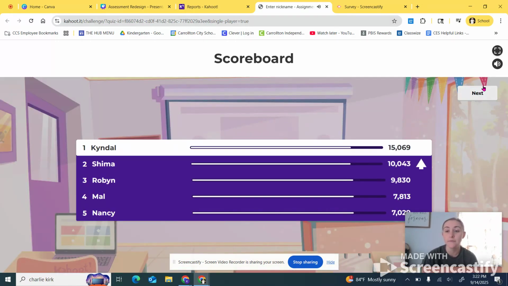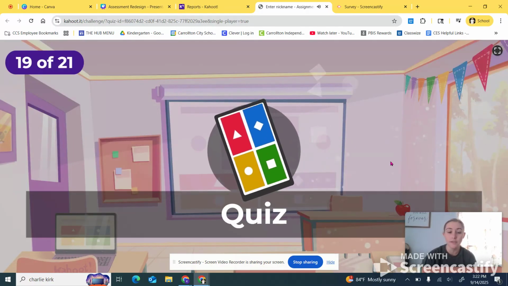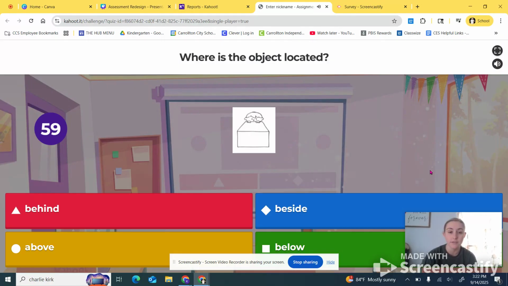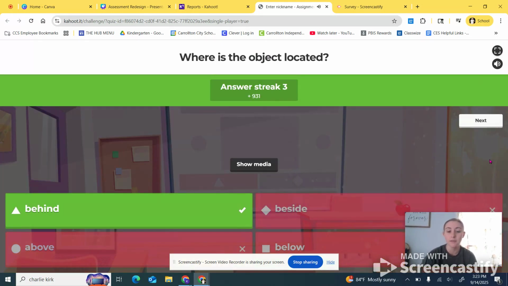And this is really easy for students to submit also. They just continue to hit the next button and turn it in. And then at the end, when the game is over, it automatically turns it in. Where is the object located? Behind the box, above the box, beside the box, or below the box? And the boy is behind the box.